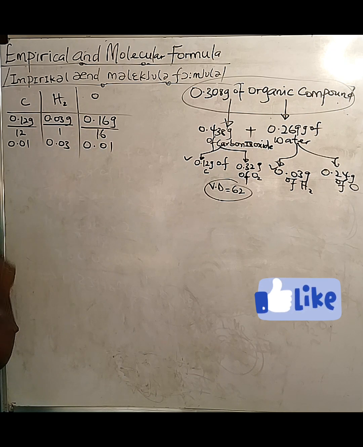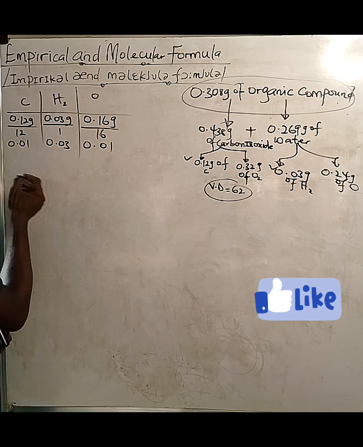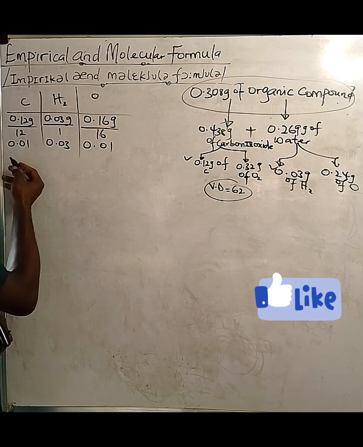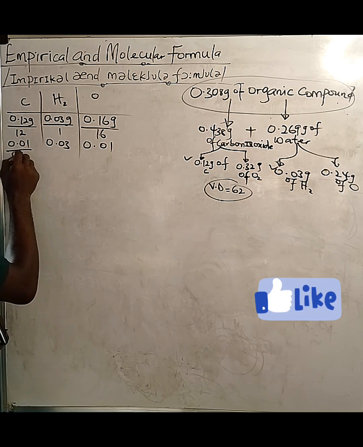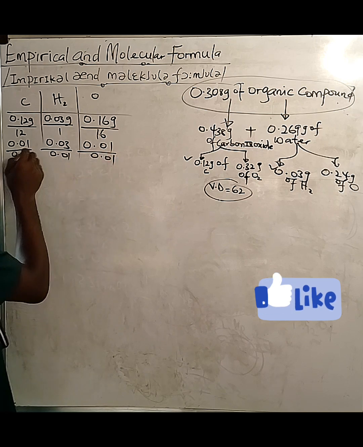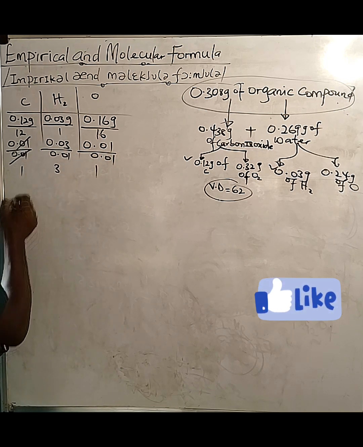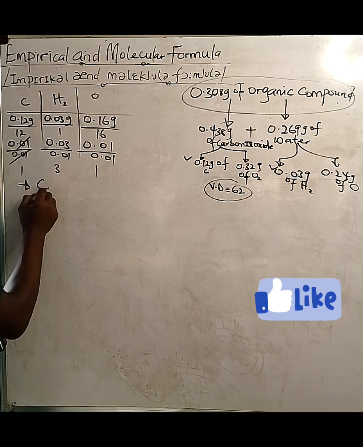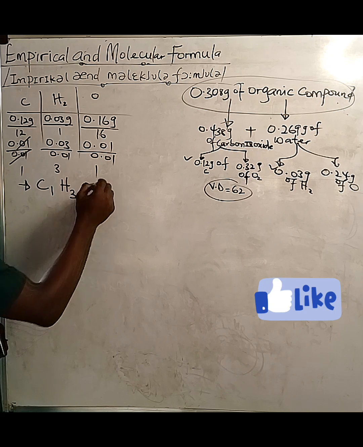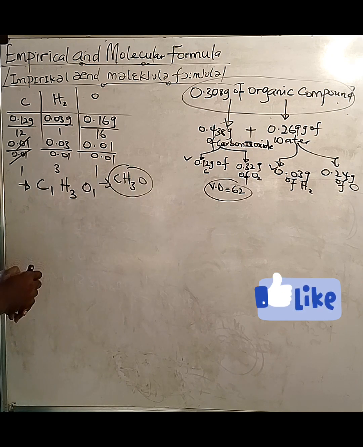So what do we do next? 0.01 is the least. Don't forget you're going to use the least to divide all through. If you use the biggest mole, you end up with 0.something. So this 0.01, 0.01, 0.01, you divide all through. We have 1 here, we have 3 here, we have 1 here. So our empirical formula is C1, H3, and O1. So what do we have? It is CH3O. This is our empirical formula.